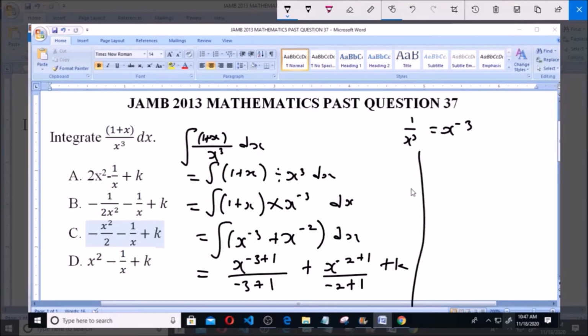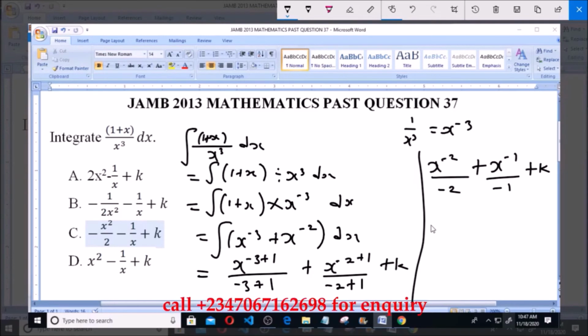So now from here, minus 3 plus 1 gives us minus 2, so we have x to the power of minus 2 over minus 2, plus x raised to the power of minus 2 plus 1, which gives us x raised to the power of minus 1, all over minus 1, plus k. So this is equal to minus 1 over 2x squared minus 1 over x plus k. And looking at this, that is option B.